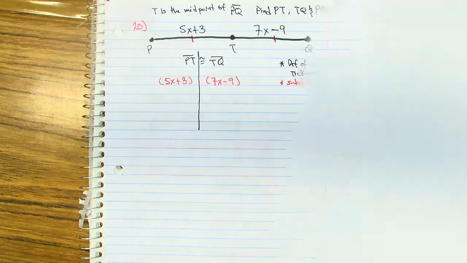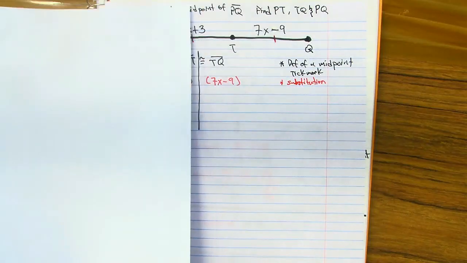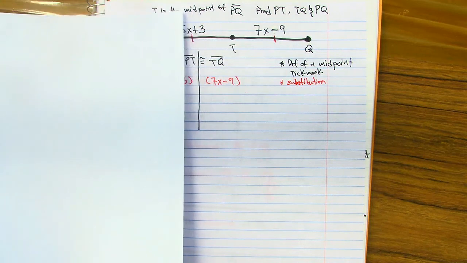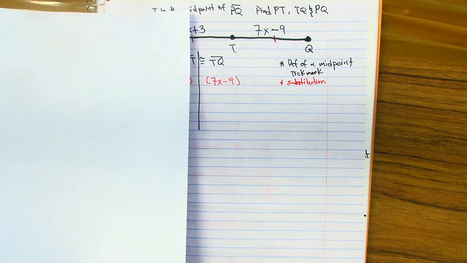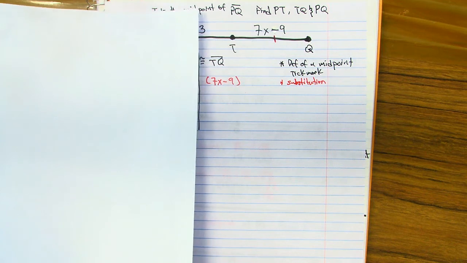Right? Look at the left side. Can I simplify this expression? I cannot simplify it because it's already simplified. I cannot combine 5x plus 3, because 5x is a variable and 3 is a constant. I'm going to go to the next expression, 7x minus 9. Same reasoning here. I cannot simplify this expression because I cannot combine 7x minus 9. 7x is a variable and 9 is a constant.